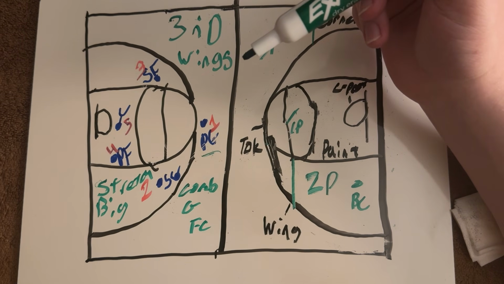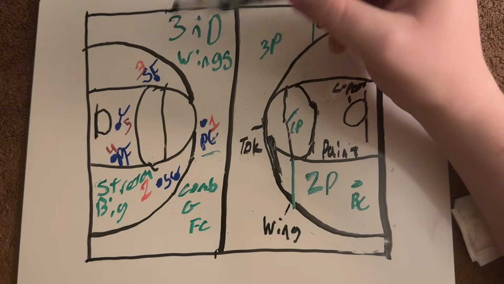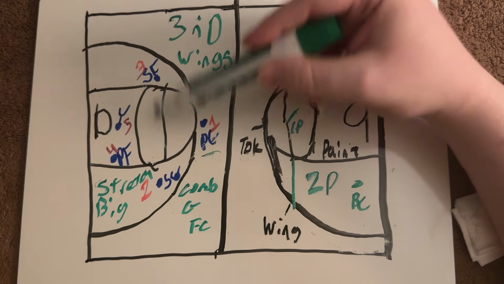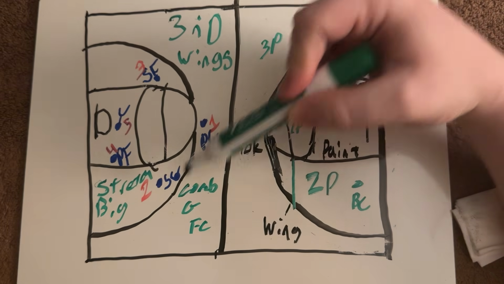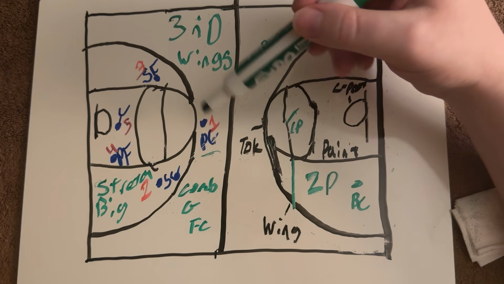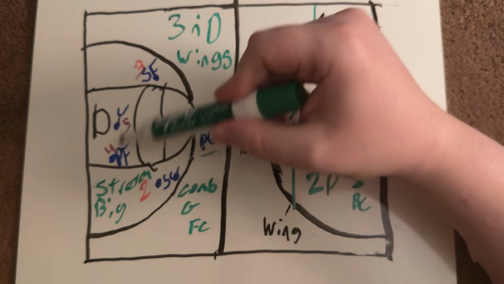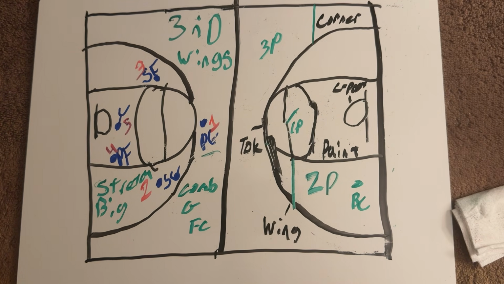I don't think there's any other term that you're going to hear, right? So 3 and D wings are these guys. Combo guard is these two right here. A true point guard is just this guy that doesn't shoot, and then stretch big is these two guys right here. So that's about all I've got on me right now. I think I've covered most of the important stuff that you need to know if you want to start watching basketball.